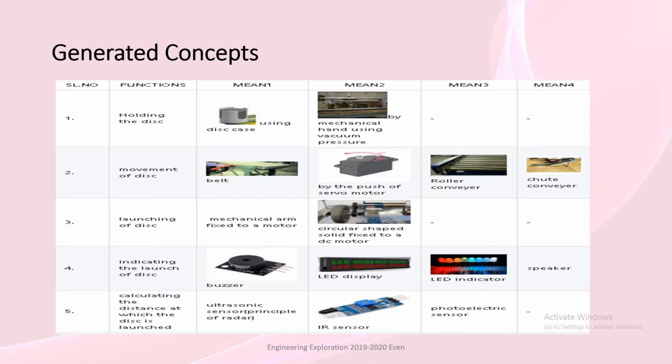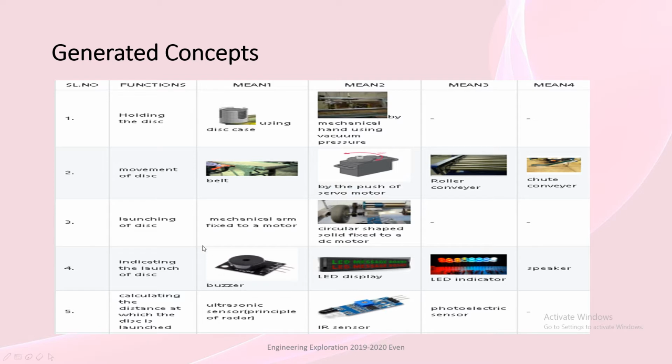The different concepts generated before we actually designed our course project, the disk throwing machine, are as follows. For holding of the disk, the means that could possibly be chosen are using a disk case or a mechanical hand using vacuum pressure. For movement of the disk, we can use a belt driven by the push of a servo motor, a roller conveyor, or a chute conveyor.